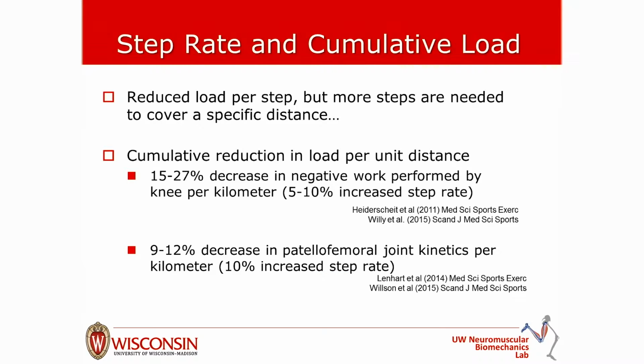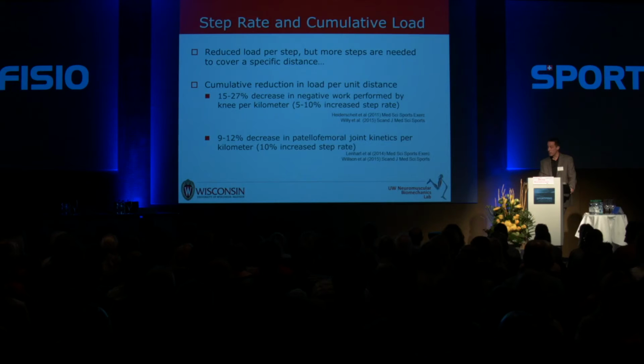Now again, this was described on a per stride basis. But now if we think about if I increase the number of steps per minute, that means if I were to run a kilometer, I would have to take more steps to complete that kilometer. So to run a kilometer then is my cumulative load more than what it was prior. And so what we did is we again looked at what would happen if you took those reductions on a per stride basis and normalized it to a per kilometer. And again, you see a nice decrease in negative work performed at the knee per kilometer, up to a 15 to 27% decrease, depending on how much you change your step rate. The patellofemoral joint kinetics show the same, approximately 10% reduction with a 10% increase in step rate.